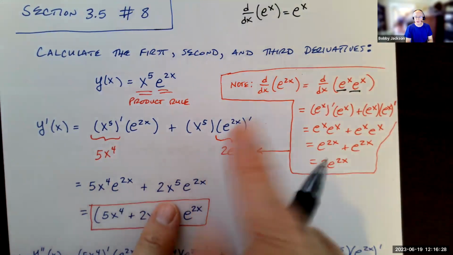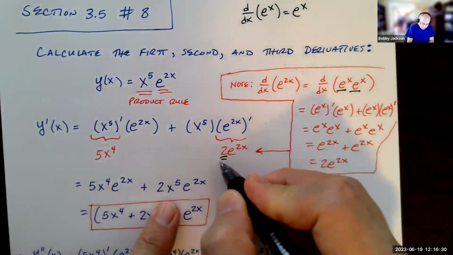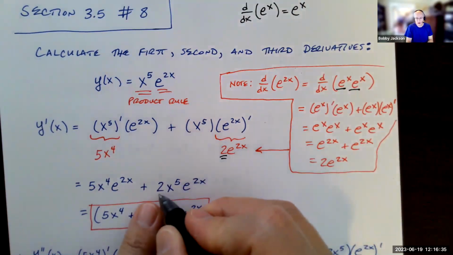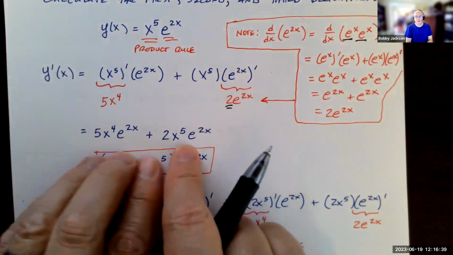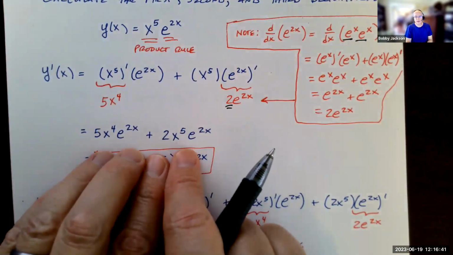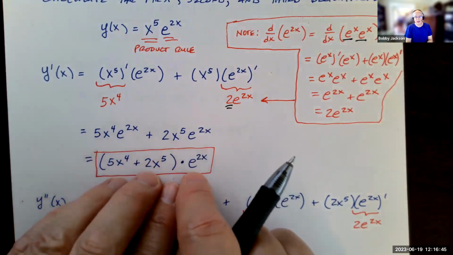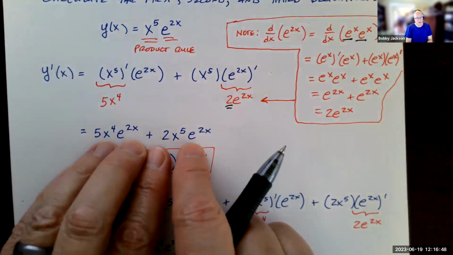And then this 2 right here, I'll just bring out in front of the x to the fifth, e to the 2x, and write it that way. I usually put my numerical factors up front. Okay, so that's fine. If you're doing the test for me, you can write it that way, but you can indeed factor. This is the way I think Achieve wants it. They might accept this answer.